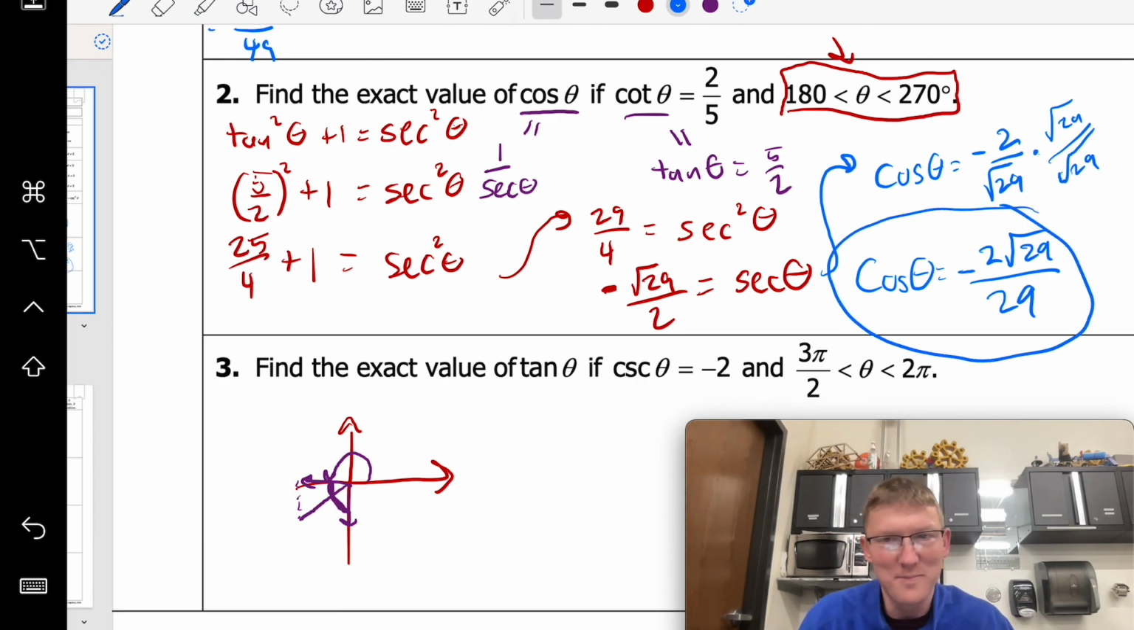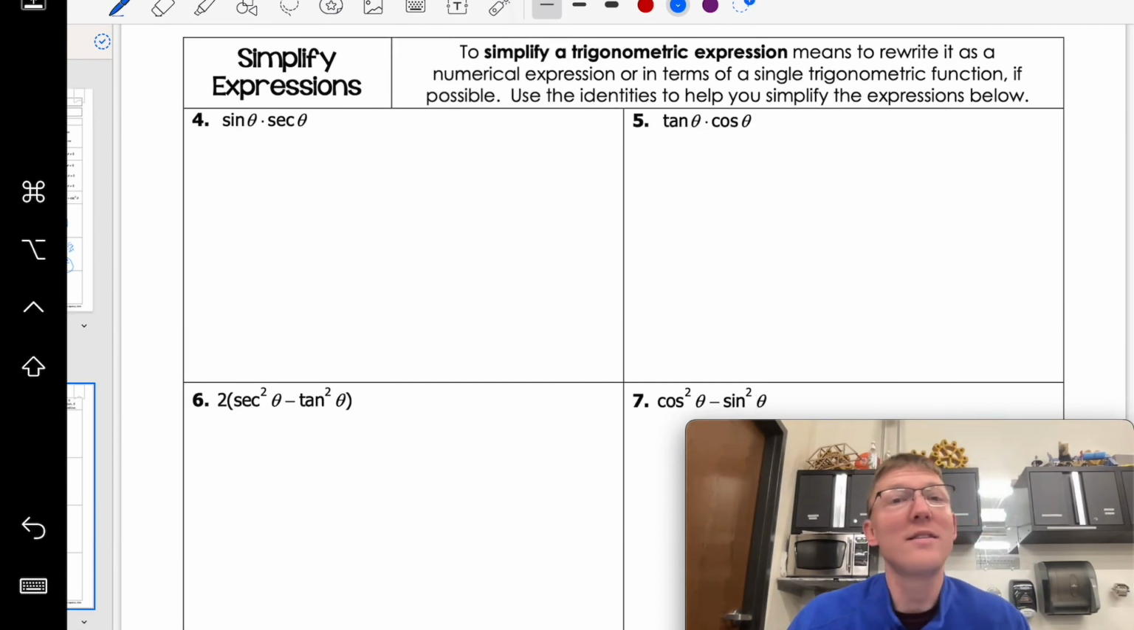And there it is. Let the fun begin. Okay, let's try simplifying some expressions. Simplifying just means combine it all into one trig function or turn it into a number. Typically, if you only see thetas and stuff like that, it's probably going to be a trig function. But especially when you're dealing with Pythagorean type stuff where it can equal 1 or something like that, then we might get a number. But let's try it out.